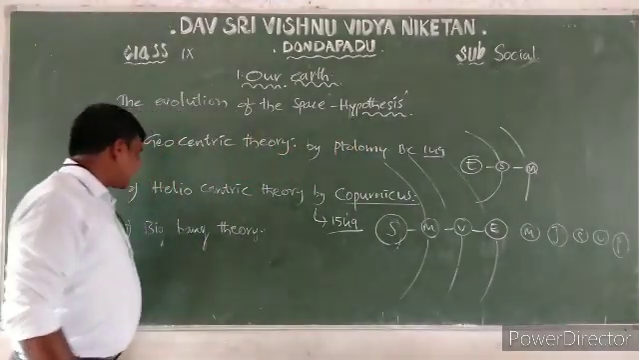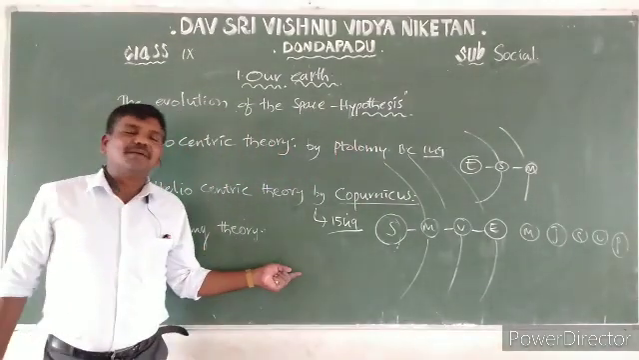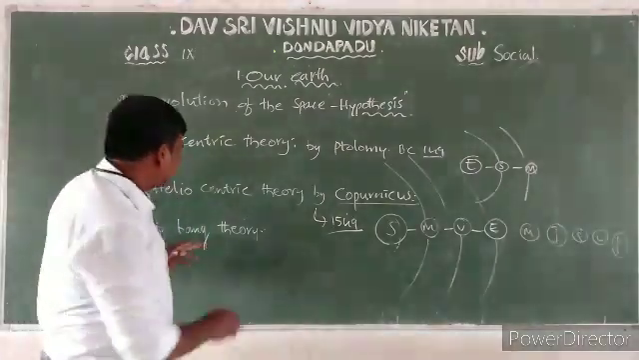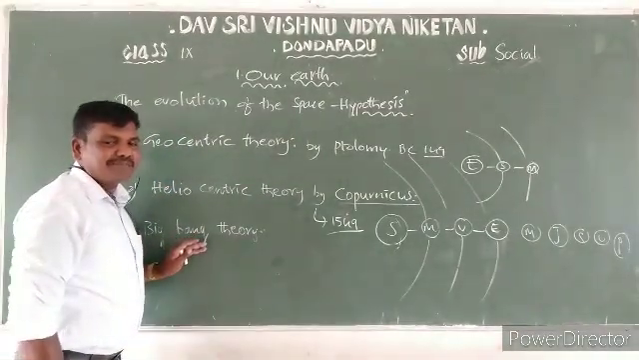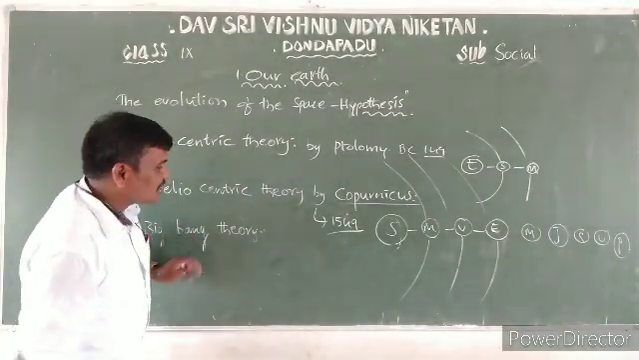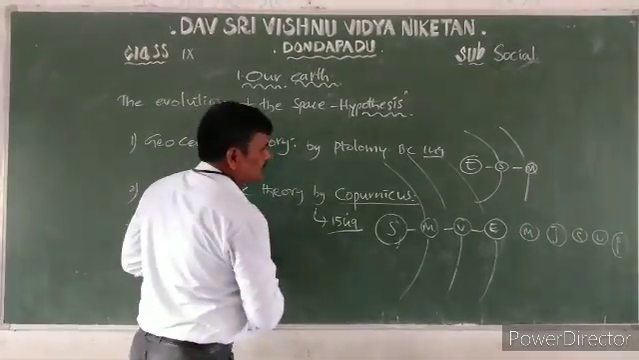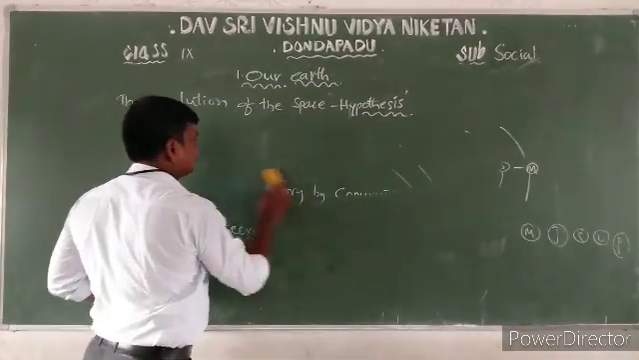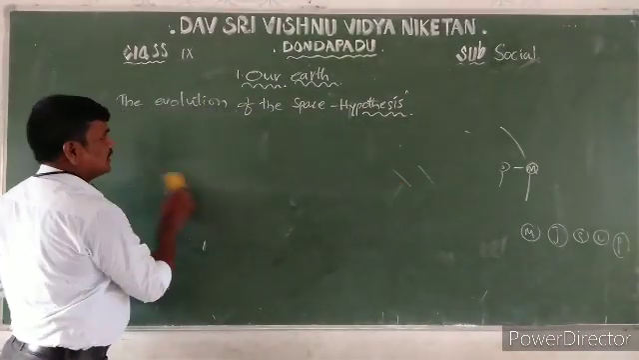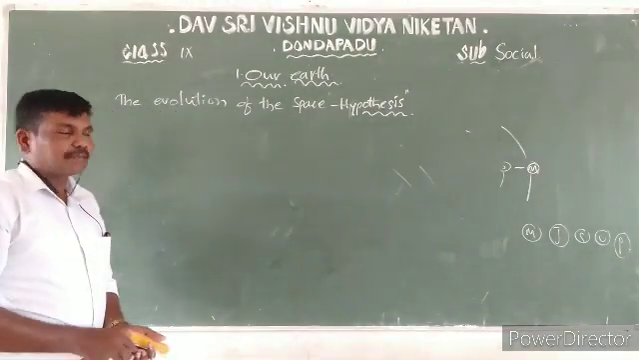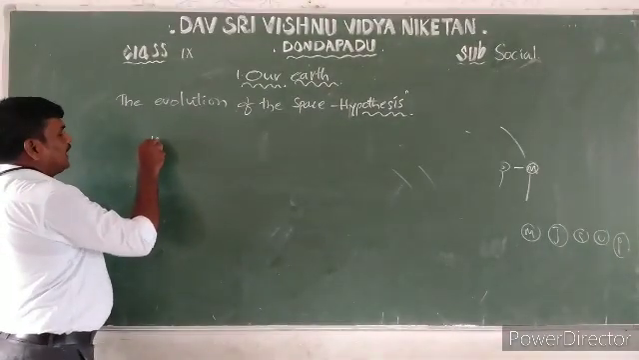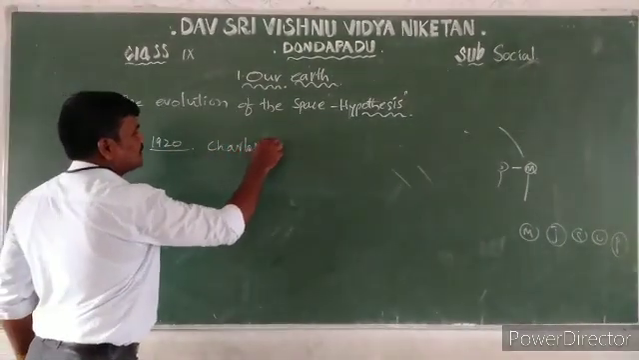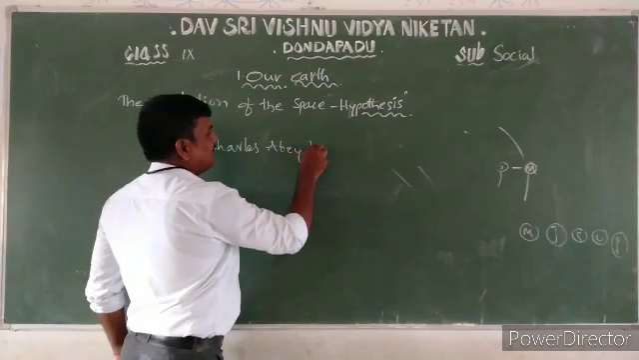That is over. Now next we come to the Big Bang theory. What does the Big Bang theory say? Now focus here. This theory was brought by Charles Abbe Lemaitre, in the year 1920.